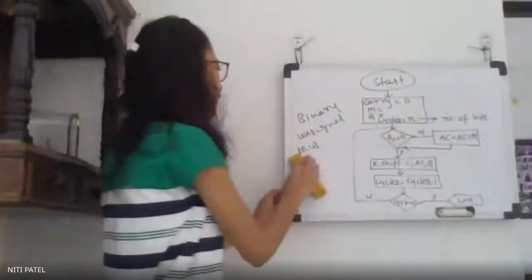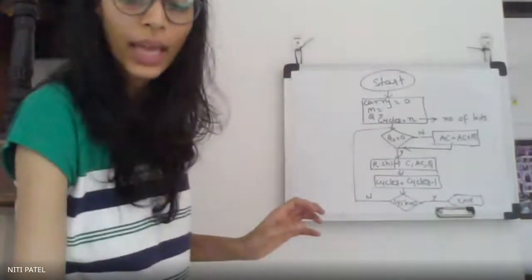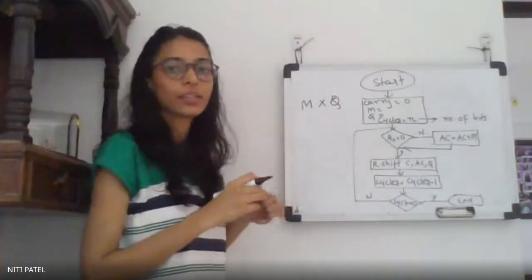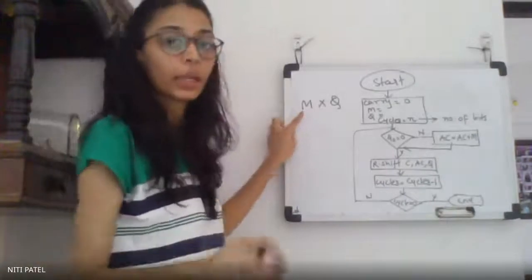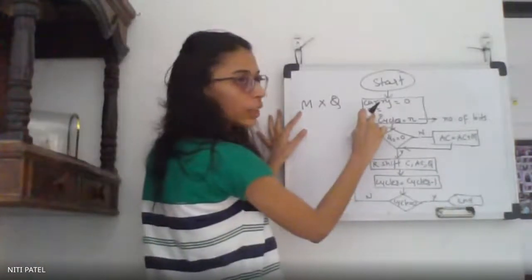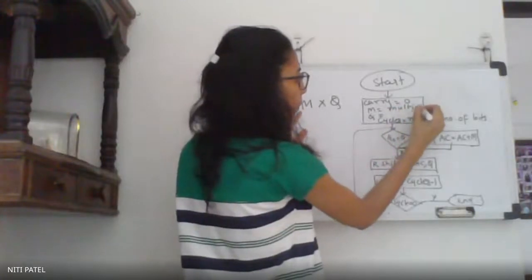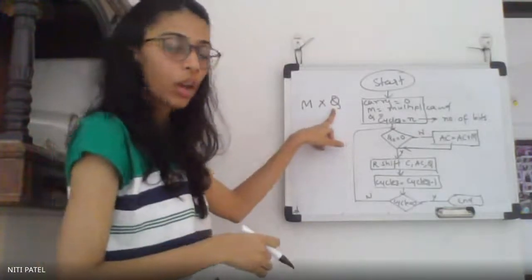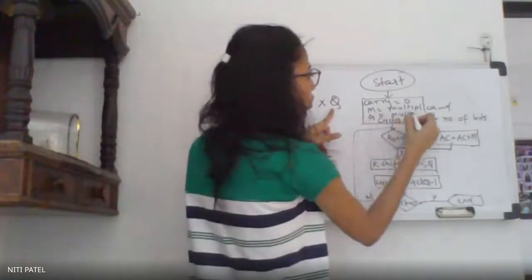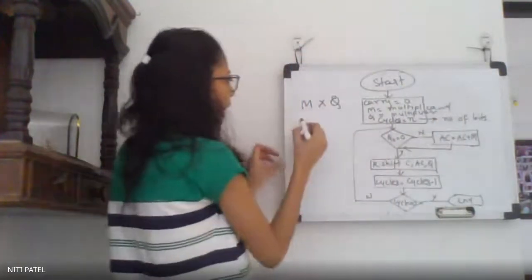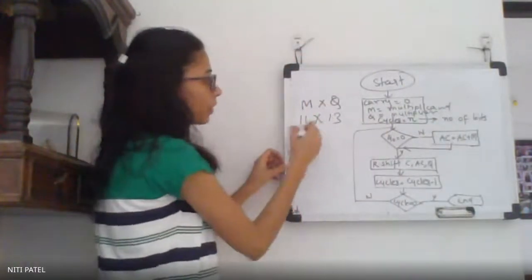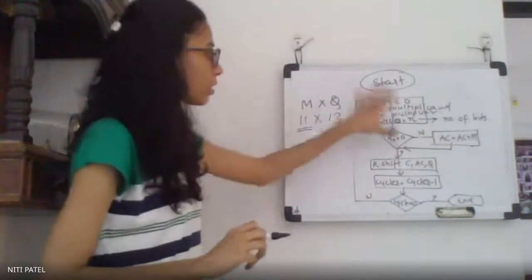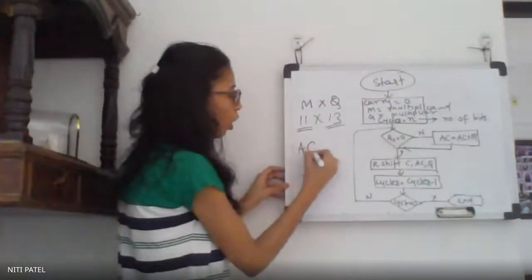What are we going to do? We are multiplying two numbers. The first number we call M, and the second number with which we are multiplying we call Q. M stands for multiplicand. So what is this M in the flow chart? It is nothing but multiplicand. The second number with which we multiply is called Q, which is also called the multiplier. So if I have 11 into 13, my 11 is the multiplicand and 13 is the multiplier.